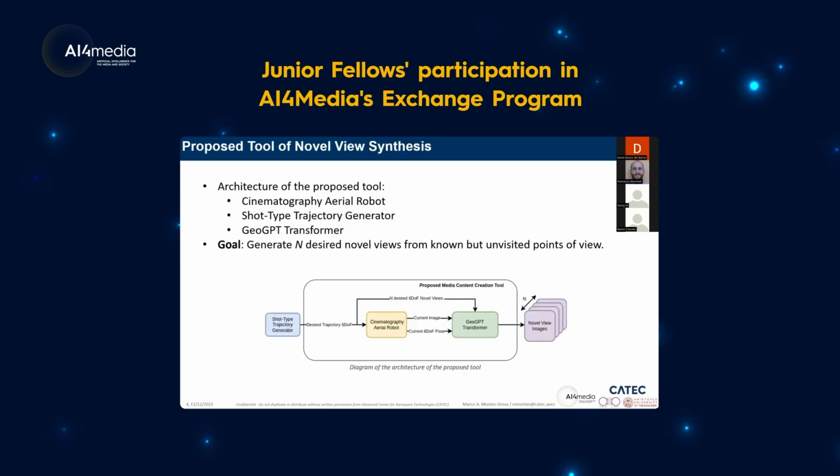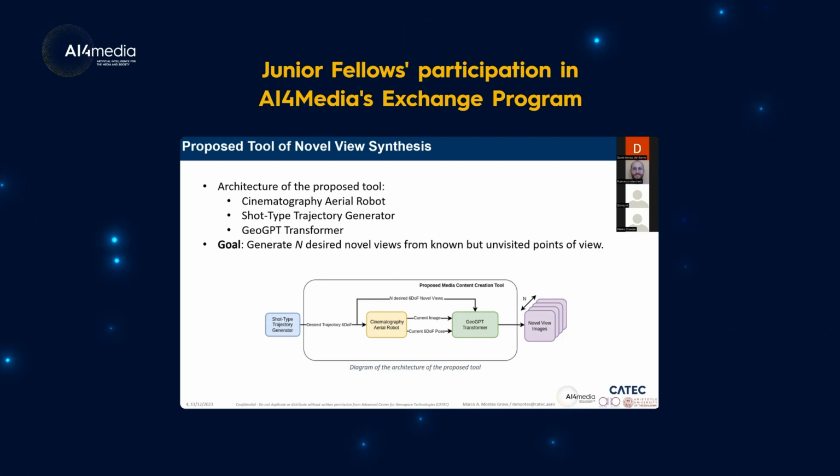Here is shown the architecture of the whole tool or the proposed tool. It has three main modules. The first one is the cinematography aerial robot. Of course, is the one who has the camera, the one who takes the pictures. The other module is the shot type generator. Basically, this is a module based on one article from the people from Thessaloniki, and there is defined mathematically a wide range of different shot type trajectories. We will go deeper later.